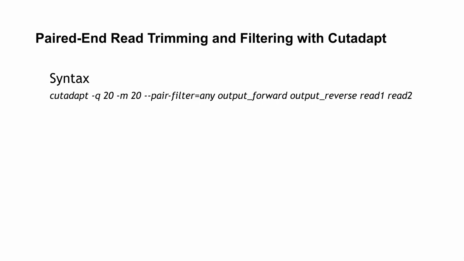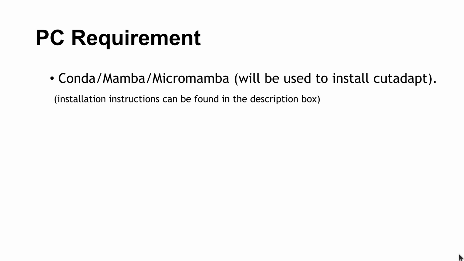Now, for this tutorial, this is what we will do. We are going to first install Cutadapt. To install, you can use conda or mamba or micromamba. There are other approaches to install, but the quickest and easiest way is to use any of these. I have tutorials that show how to install conda, mamba, and micromamba, so check the description where you find links to those videos. Those videos will help you to set up your PC. So that's about it for the intro.